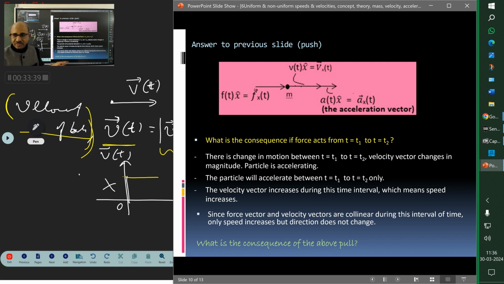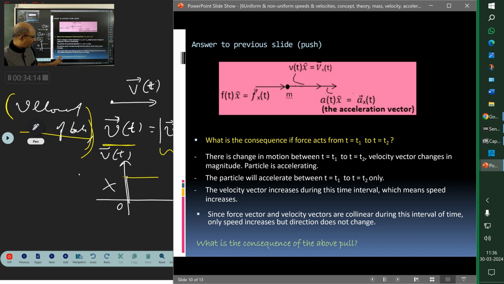So if I say velocity is increasing, means what? Speed is increasing. The speed of the object is increasing. If I say velocity is changing, means what? Direction or the speed is changing, or both are changing. The velocity vector increases during time, which means speed increases. Since force vector and velocity vector are collinear, meaning along the same line, during the interval of time only speed increases but direction does not change.